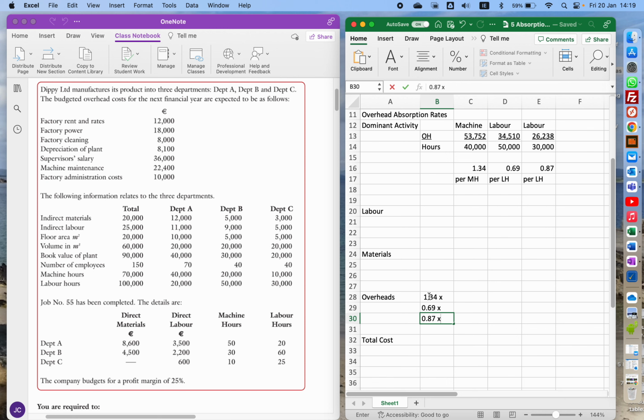Scott? See if you're a dominant activity, is it only machine or labour? They're the only two it can be. So say if it was materials, what would you put in for that, machine or labour? Okay, we're not sharing out materials because materials is given to you in the question.